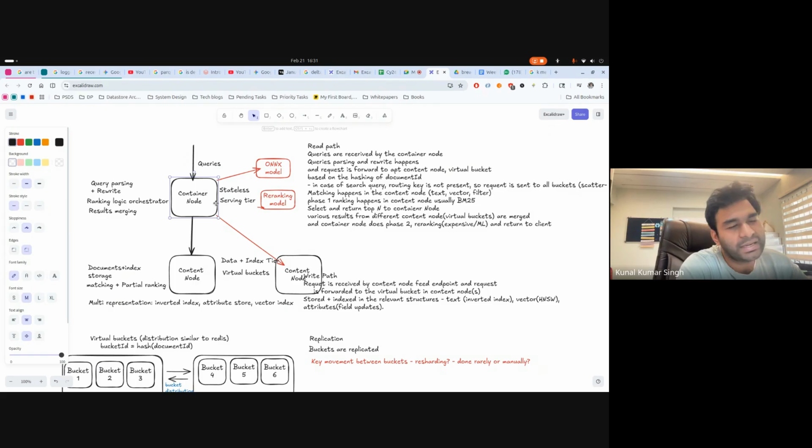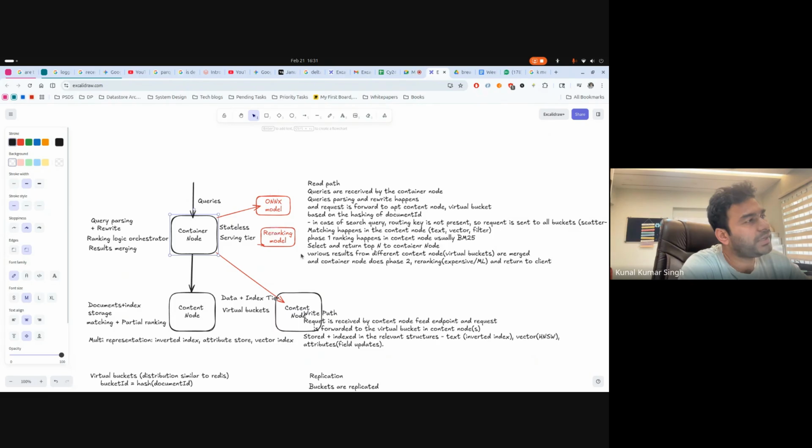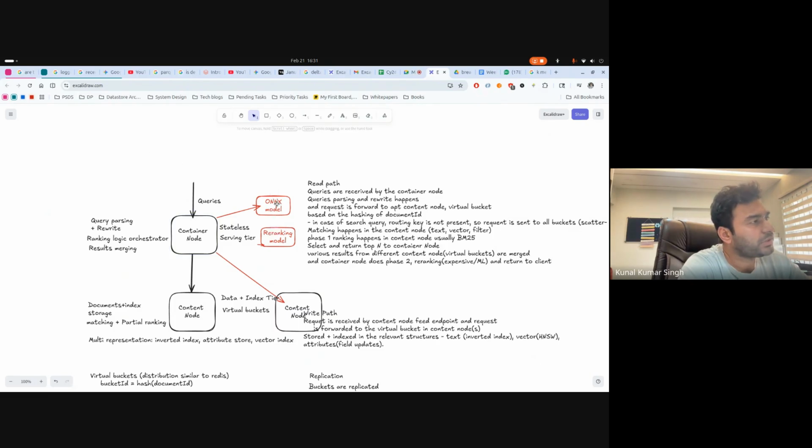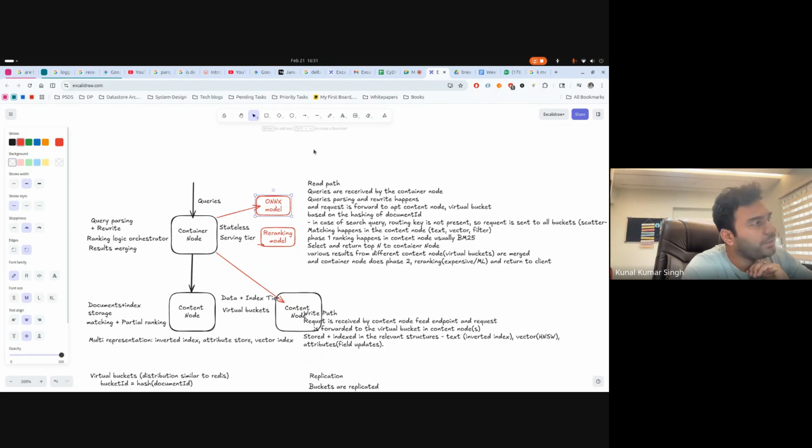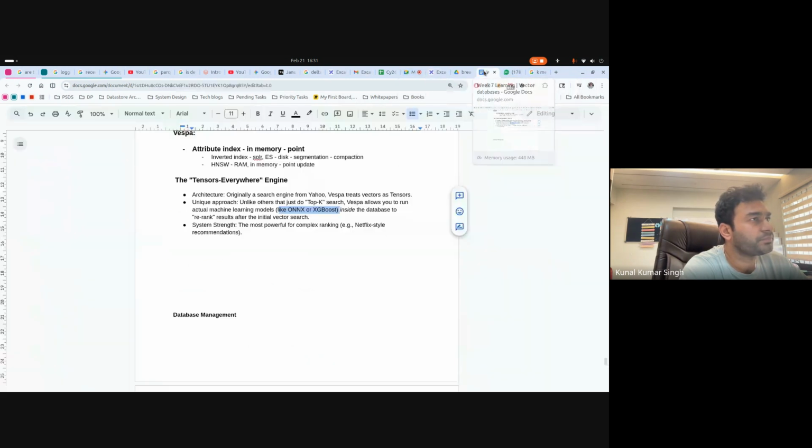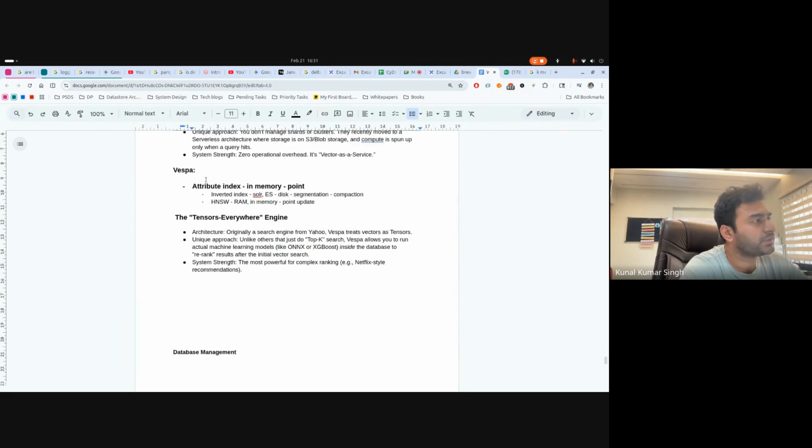So usually all these things are done at a different layer, and this problem is solved at different layers. Outside the database we keep a re-ranker layer, and outside the database we keep a service to pull embeddings, but Vespa additionally gives this capability inside the database itself. And also Vespa can do all three kinds of search. It can do lexical search plus vector search plus attribute based search. All of these it can do.